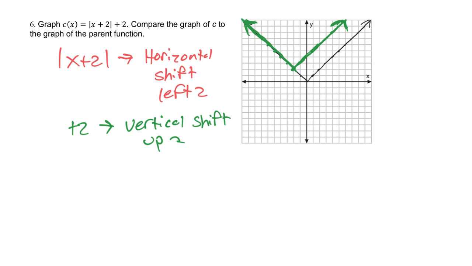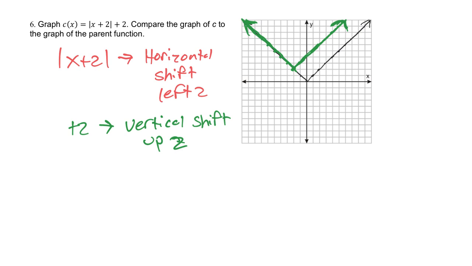Welcome back. As you can see from my screen, the x plus 2 in the absolute value symbols corresponds to a horizontal shift to the left 2, and the plus 2 on the outside is then a vertical shift up 2. Sorry, that doesn't really look like a 2. And you can see from my green graph the final graph of c of x.